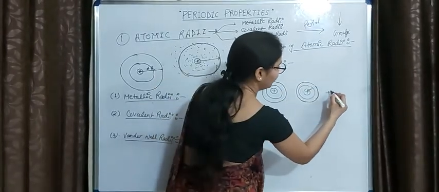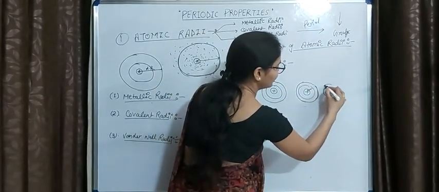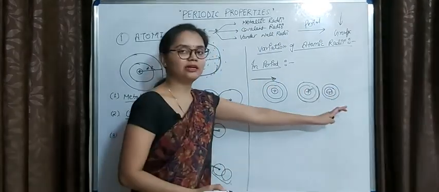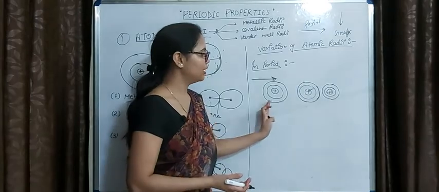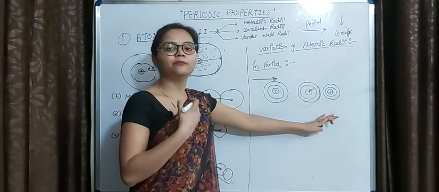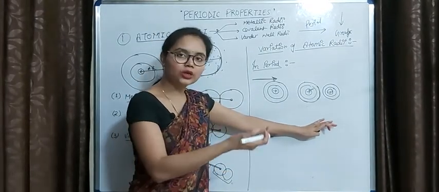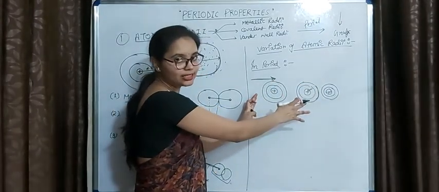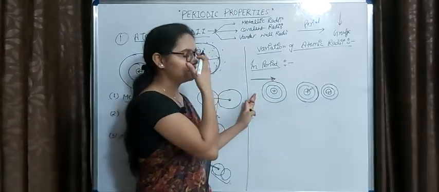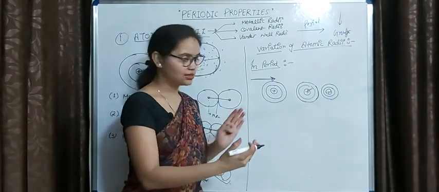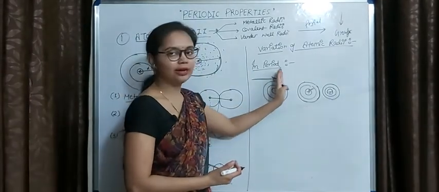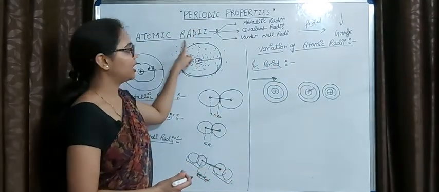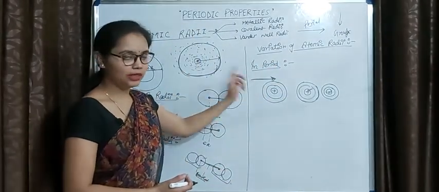Similarly, if we take the next element, the size will decrease further. Because of the increase in nuclear charge, and since the number of orbits is constant in periods, the size decreases when we move from left to right in periods. This means atomic radii will decrease in periods.